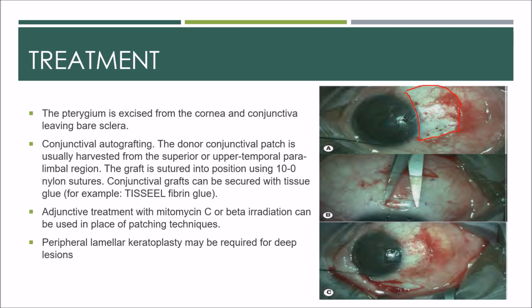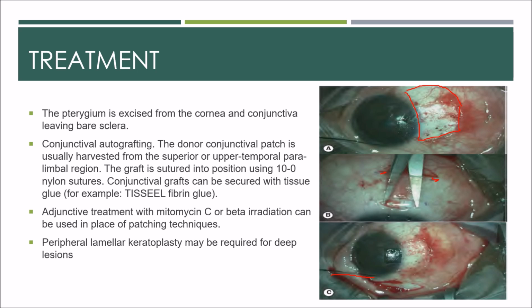Conjunctival autograft, on the other hand, the donor conjunctival patch is usually harvested from superior or upper temporal paralimbal region, as it is seen in the second picture. Here, a donor conjunctiva is taken from, and the graft is then sutured into the position using 10-0 nylon sutures, as it is seen here. It is sutured. The site heals rapidly. Conjunctival grafts can be secured with tissue glue, for example, Tisseel fibrin glue, rather than sutures, thus shortening the operating time and reducing the post-operative irritation.